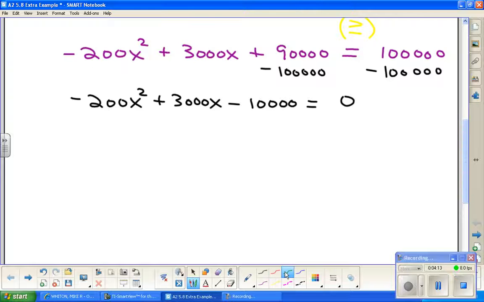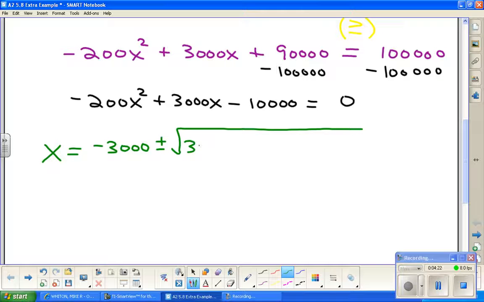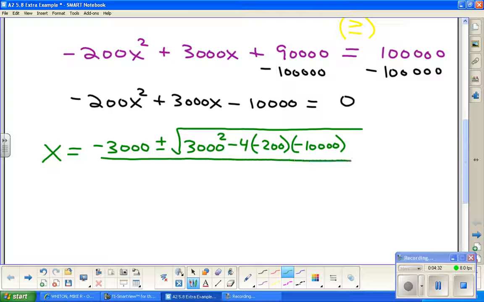Quadratic formula, right? X equals the opposite of B, plus and minus the big square root of B squared minus 4 times A times C, all over 2 times A.